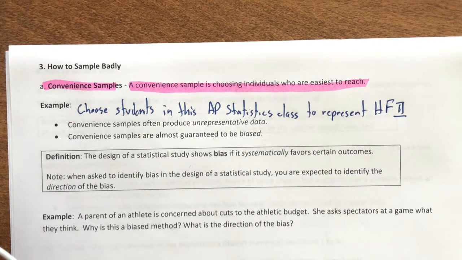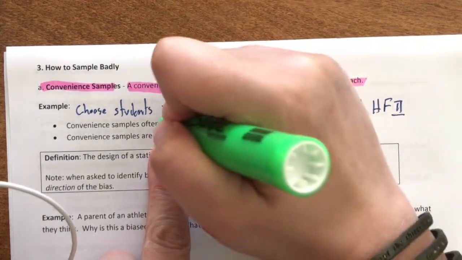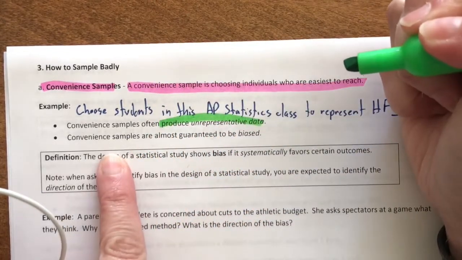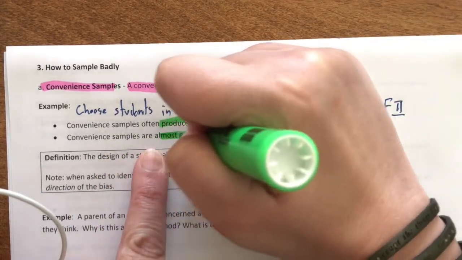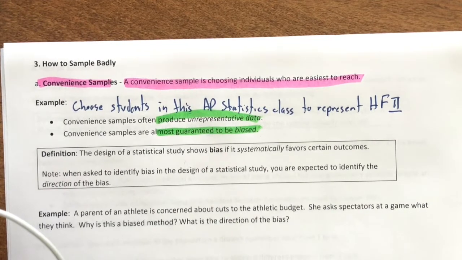No, because we've got mostly seniors, some juniors in this class. We're leaving out all the 9th and 10th graders. We're leaving out students who don't continue on to take higher level math classes. So we are going to see that convenience samples often produce unrepresentative data, and convenience samples are almost guaranteed to be biased. They're very easy to collect data from, but not a good representation of your population.